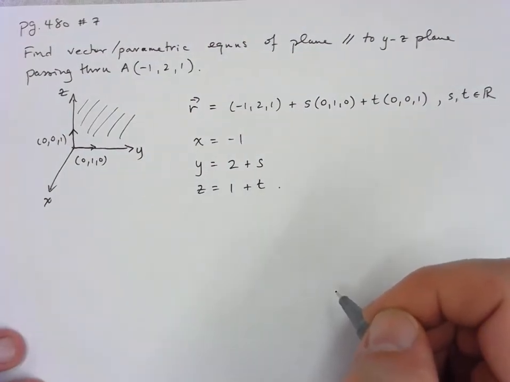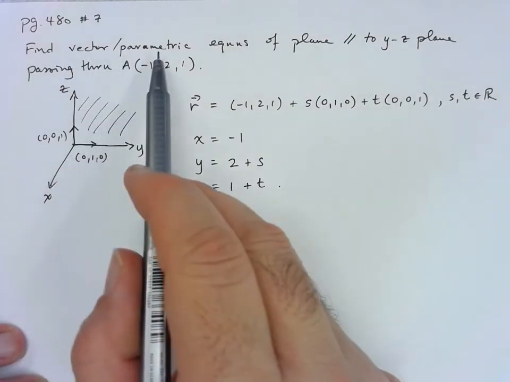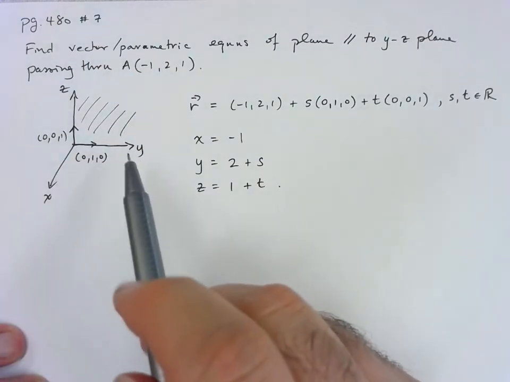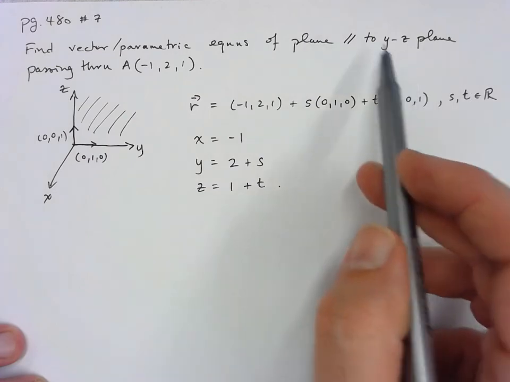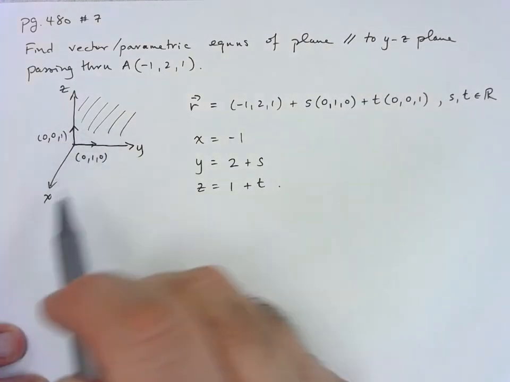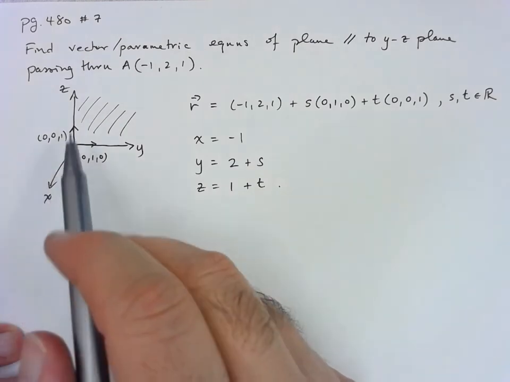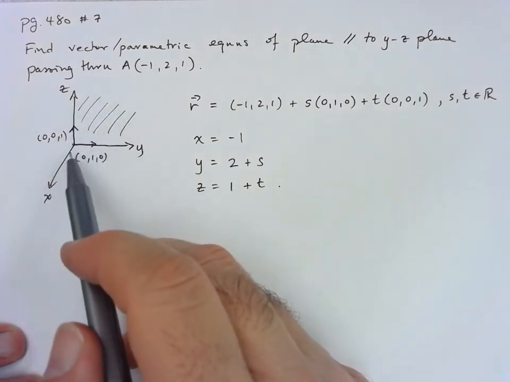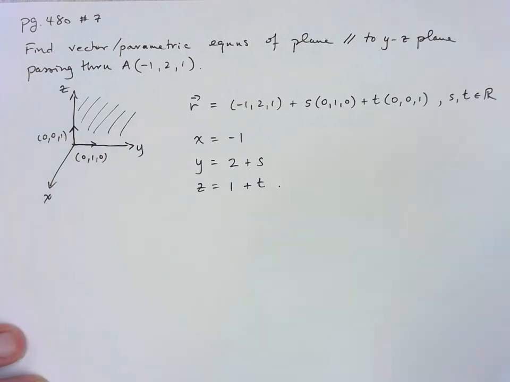All right, so just to recap here, because I was looking for a vector parametric equation combo, I was looking for direction vectors, and since this was parallel to the YZ plane, I just needed to use the same direction vectors that would work to define the YZ plane, which of course were just our vectors j and k. Okay, that's it for this one.